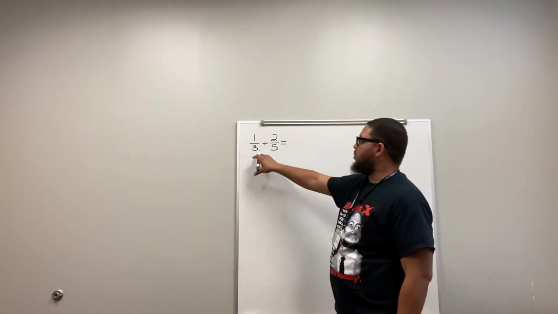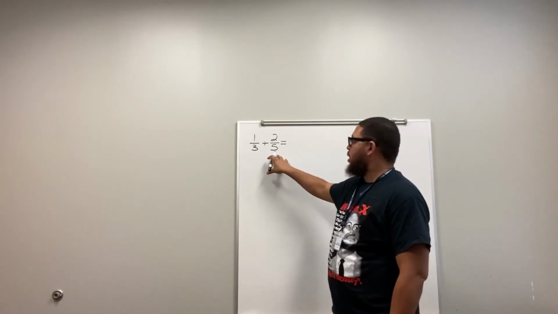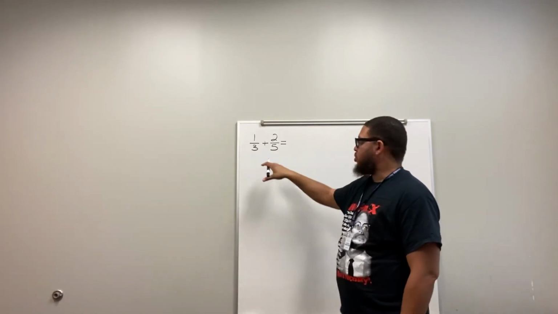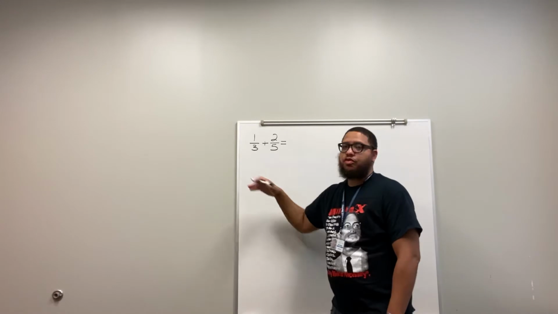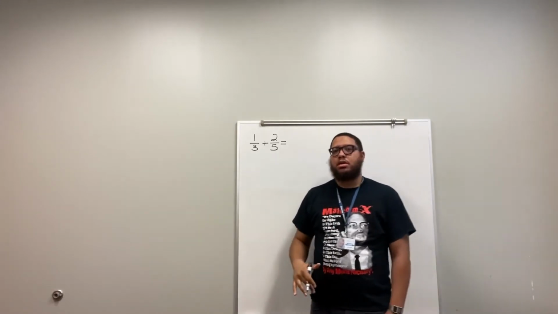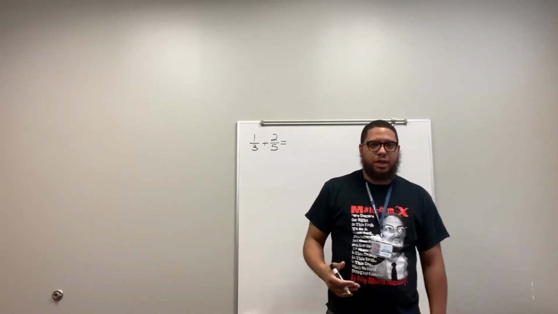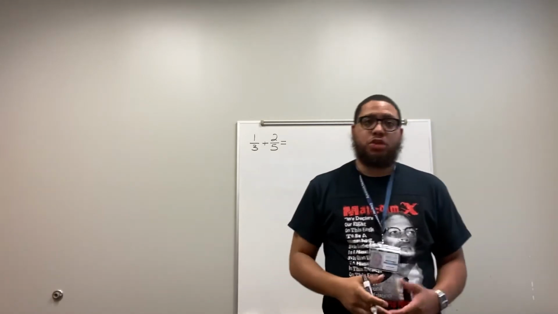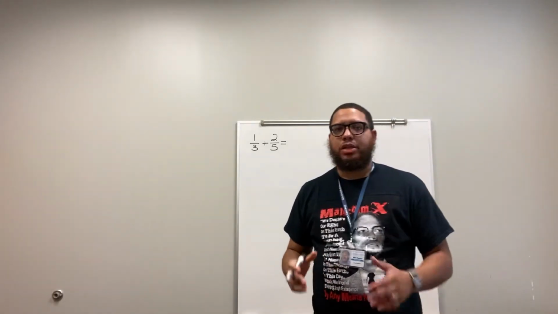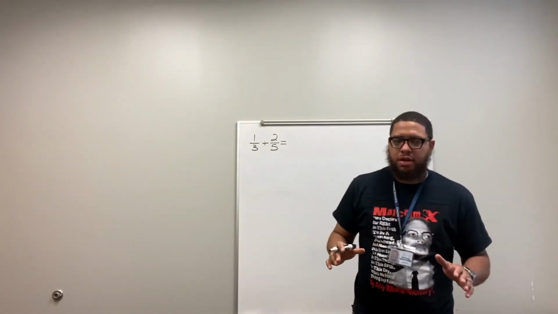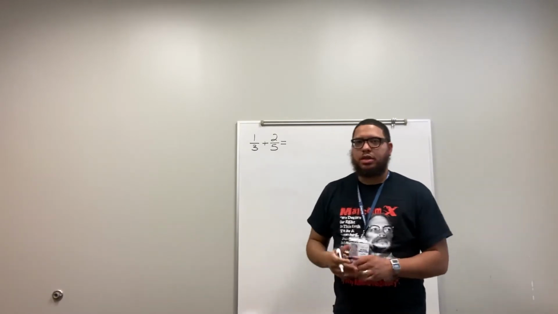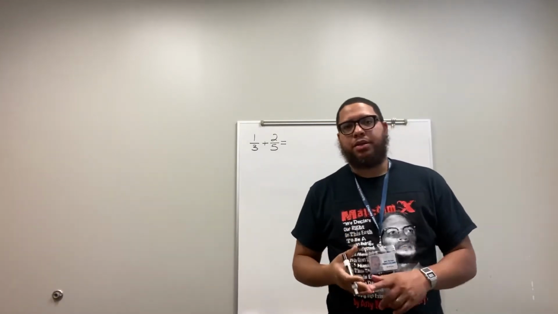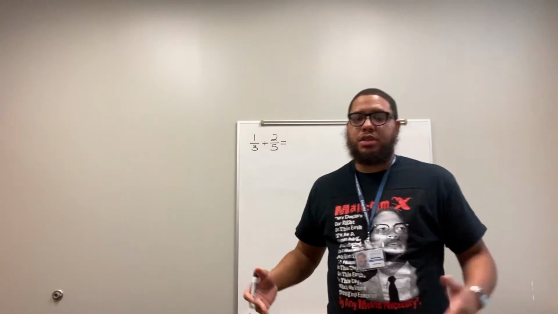Today, we're going to be adding two fractions. Now, one thing we want to notice and take into consideration is that we're adding two fractions that have different denominators. So that's where our work begins. We can't add fractions or subtract fractions unless our denominators are the same. So we need to find something called the least common denominator, also known as the LCD.